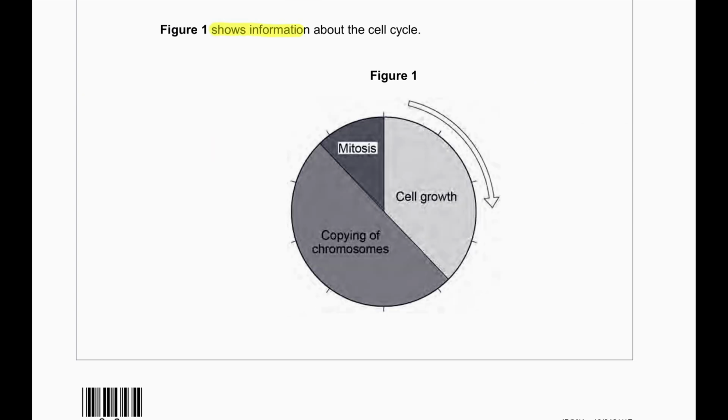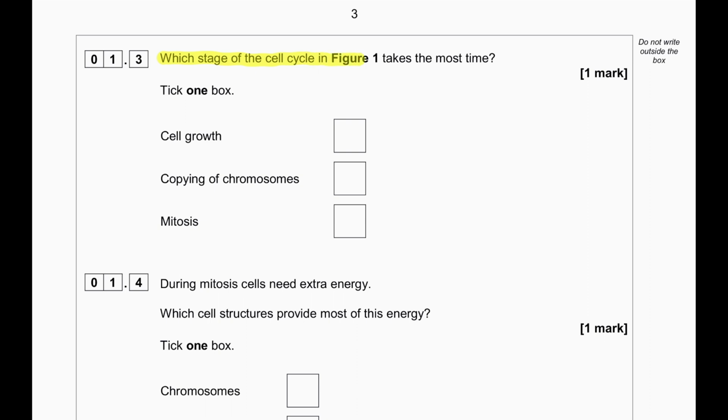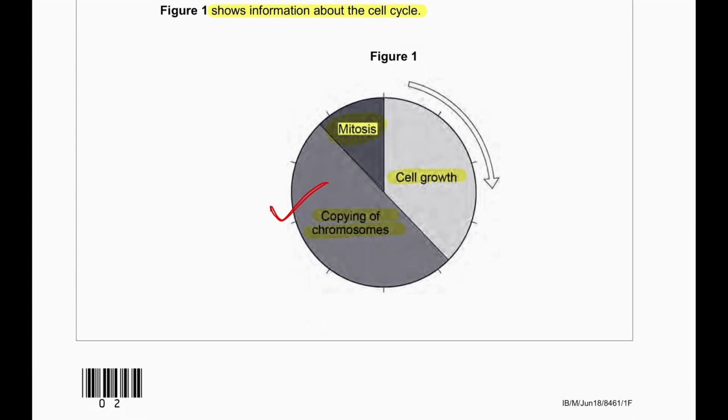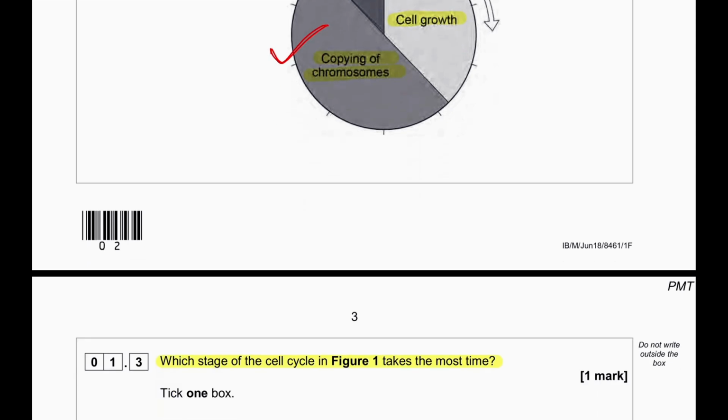Figure 1 shows information about the cell cycle. We can see the part of cell growth, the copying of the chromosomes, and then mitosis taking place. Which stage of the cell cycle in figure 1 takes the most time? Obviously, from the pie chart, we can see the copying of the chromosomes takes the most amount of time because it's represented in time.